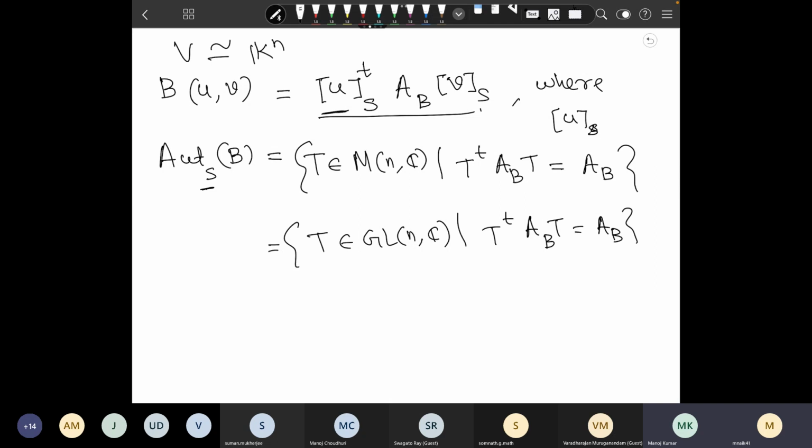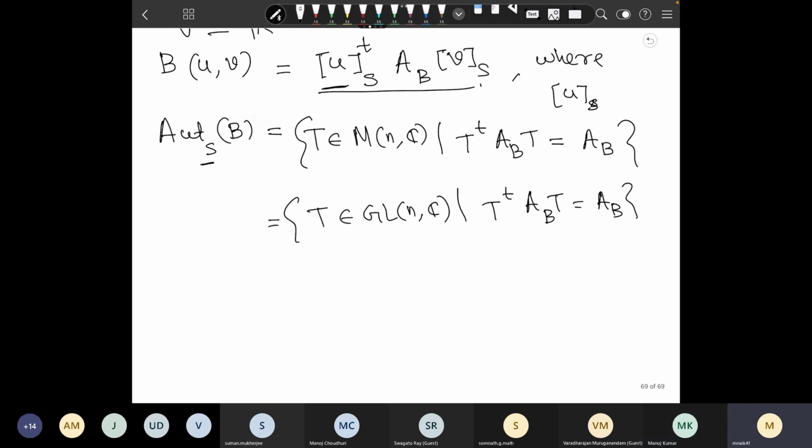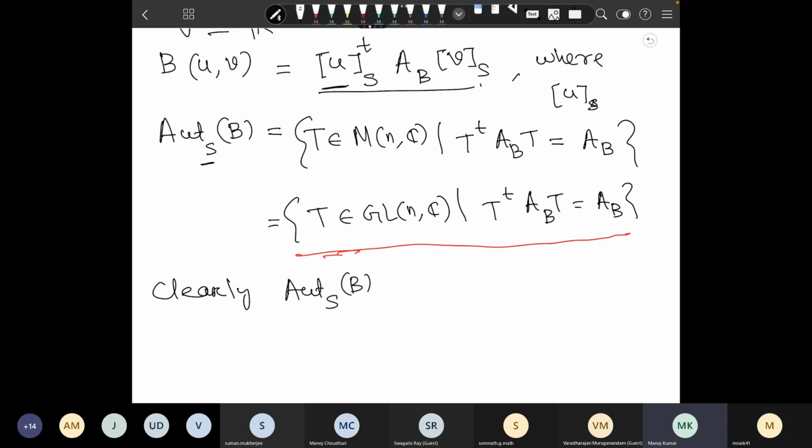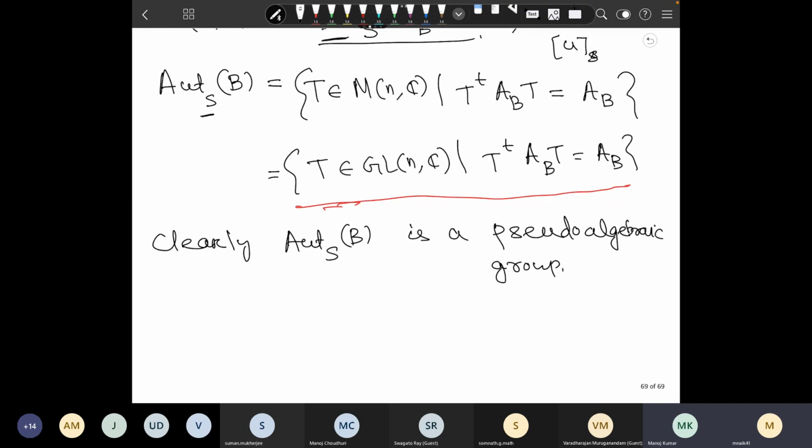Okay. So now, from this description, since matrix multiplication is a polynomial function, you see that clearly the automorphism group Aut_S(B) is a pseudo-algebraic group, because its elements satisfy some polynomial equations. Okay, so if you look at this, I will again give you an exercise.